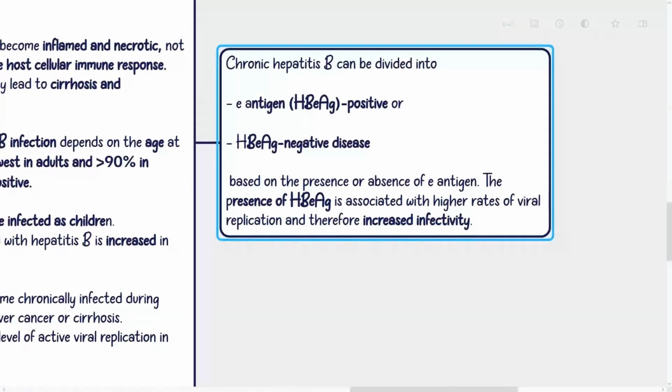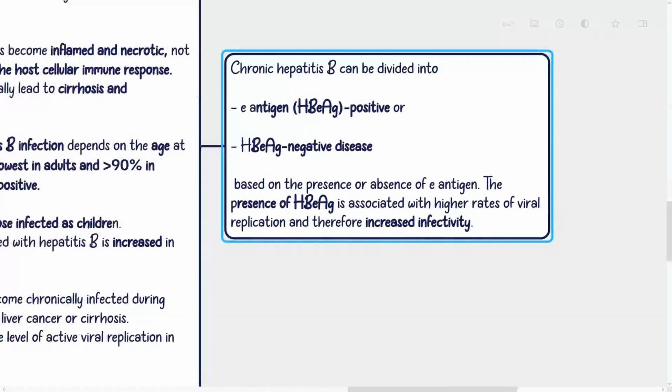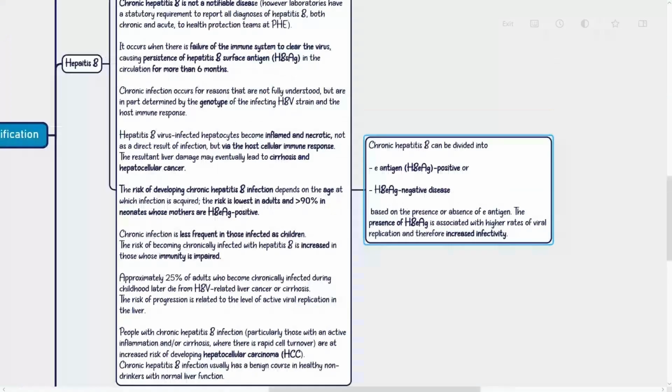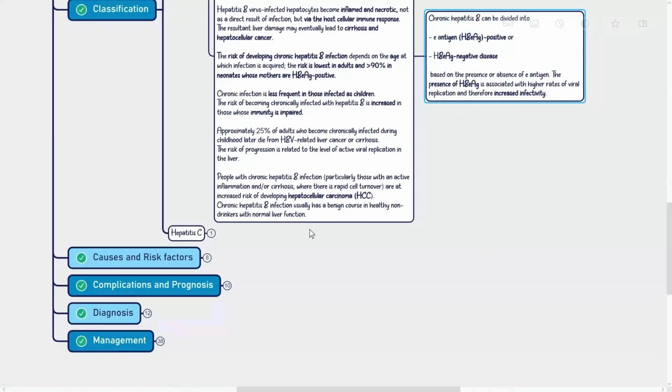Chronic hepatitis B can be divided into E antigen positive or E antigen negative disease, based on the presence or absence of E antigen. The presence of HBe antigen is associated with higher rates of viral replication and therefore increased infectivity.